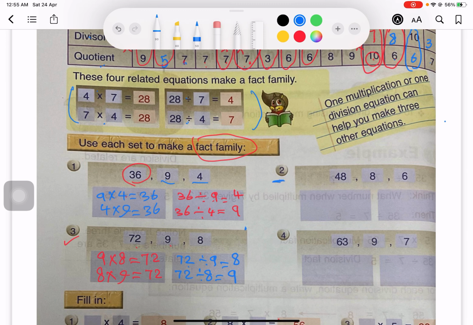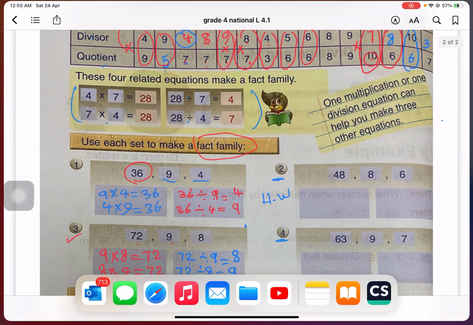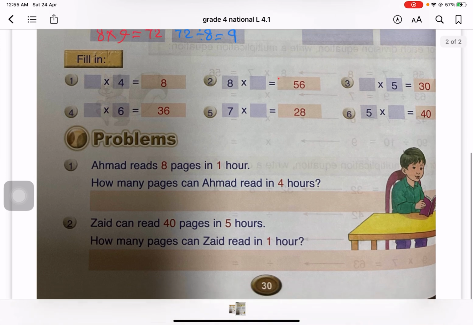Please, this will be a homework and this will be a homework, questions 2 and 4. Now let's continue with the last part of the lesson. Okay.